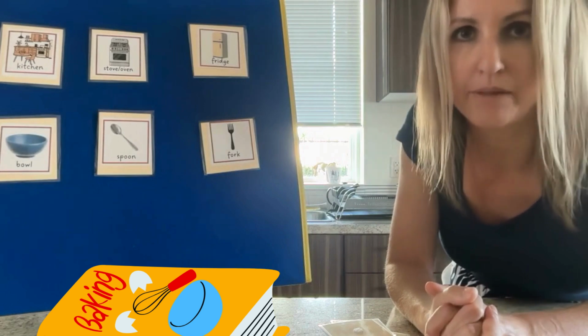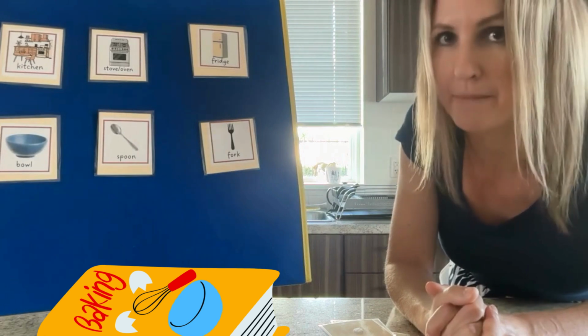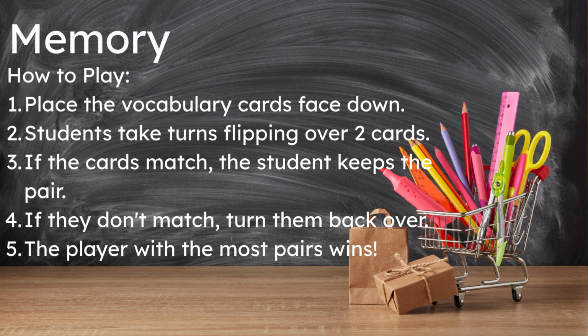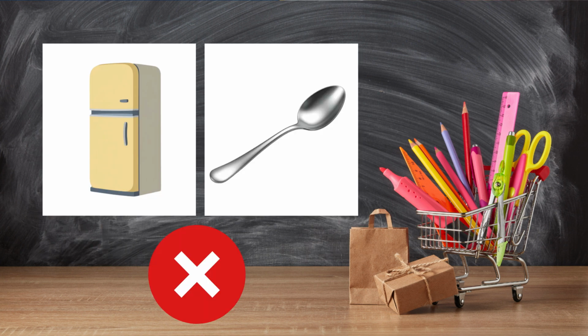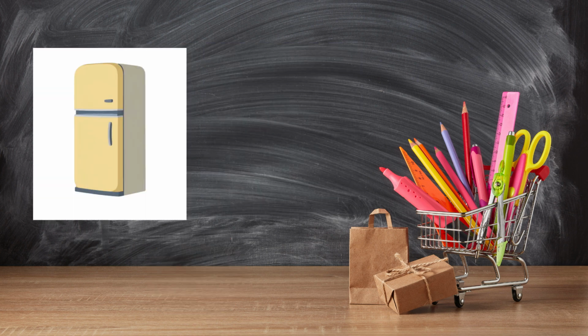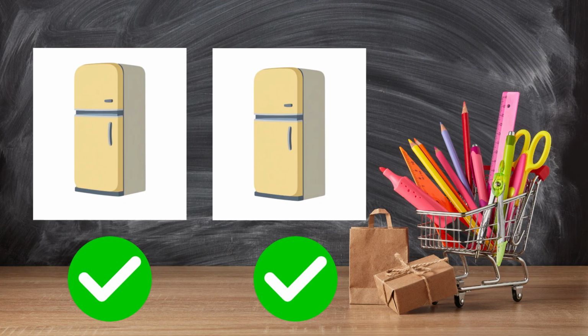Another fun game you could play with the cards is memory. This time you would have to make doubles of them all, put them face down, and then you flip the card over. So if I flipped a fridge and a spoon, well, that's not the same. Okay, so the next person goes. So if they flipped a fridge and a fridge, then they get to keep the card and go again.